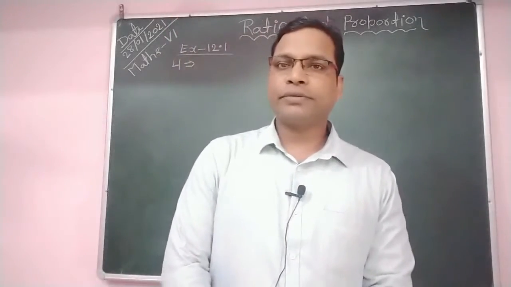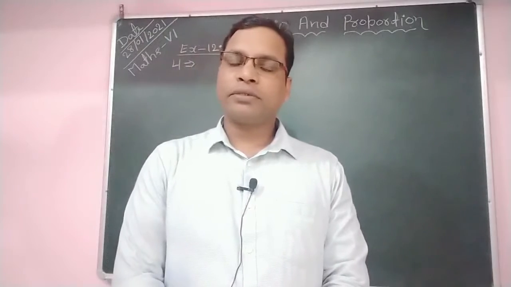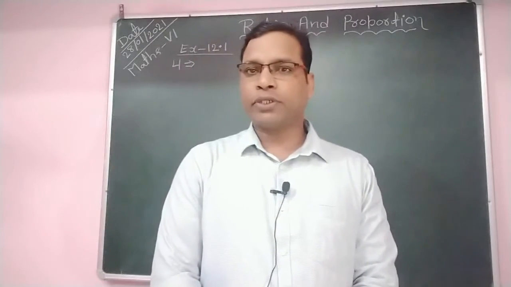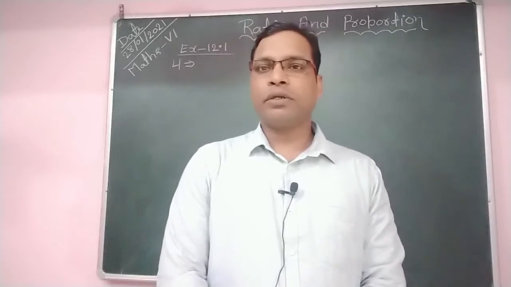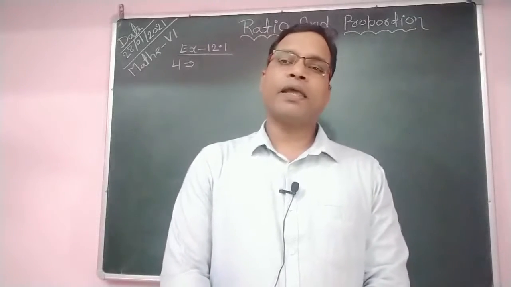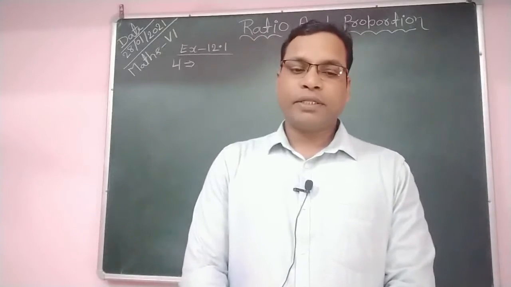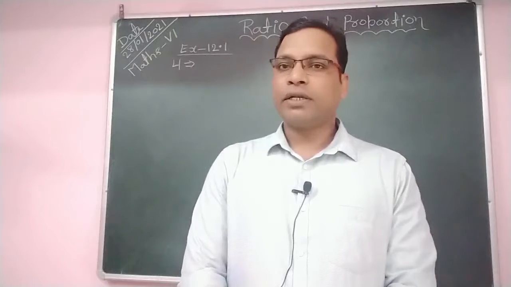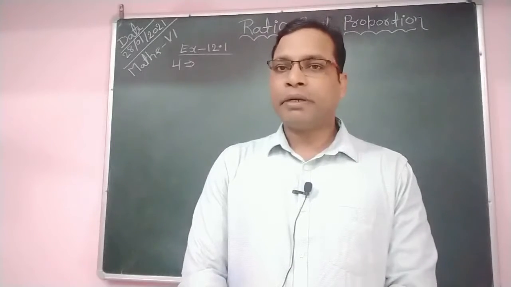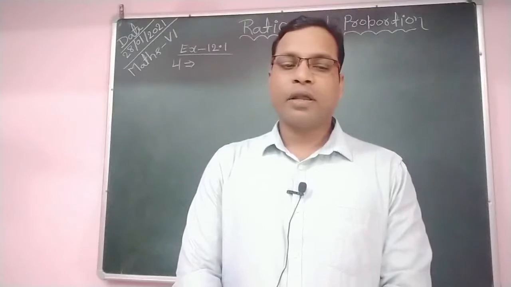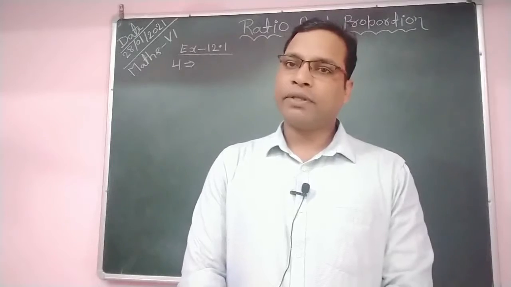Good morning, students. Today we are going to discuss chapter 12, ratio and proportion, exercise 12.1, question number 4. The length and the breadth of a rectangular field are 50 meters and 15 meters respectively. Find the ratio of the length to the breadth of the field.